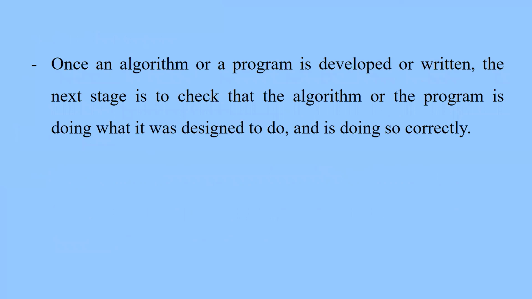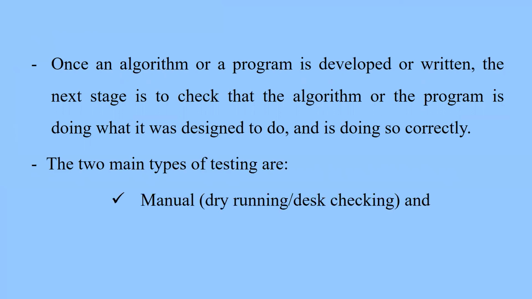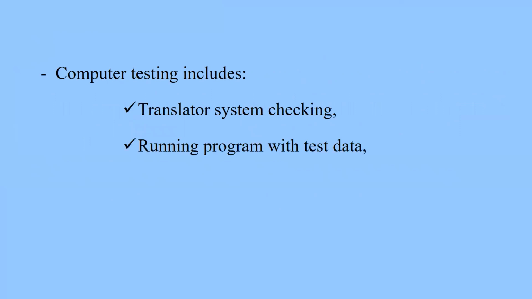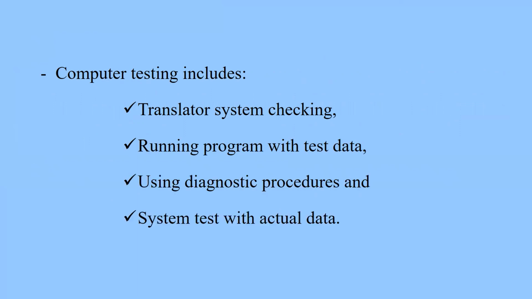So once an algorithm or a program is developed or written, the next stage should be to check that the algorithm or the program is doing what it was designed to do and is doing so correctly. The two main types of testing that you can carry out are manual, or what we call dry running or desk checking, and computer testing. Computer testing includes, number one, using the translator system. Number two is running the program with the test data. Number three is using diagnostic procedures. And number four is doing what we call system test with actual data.